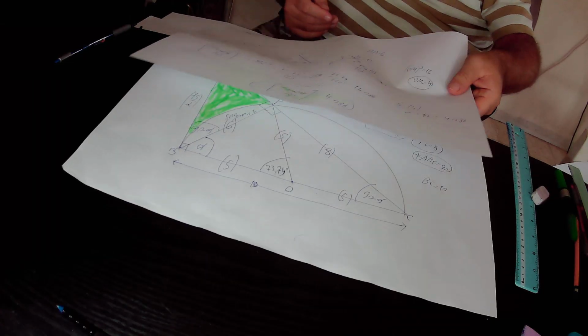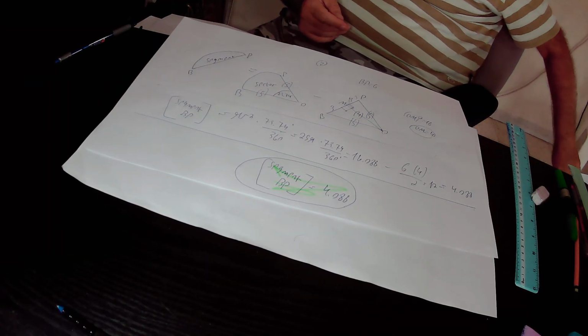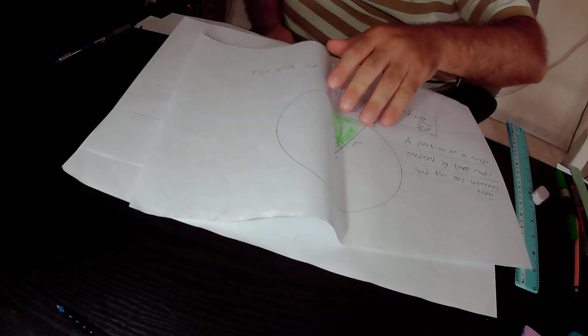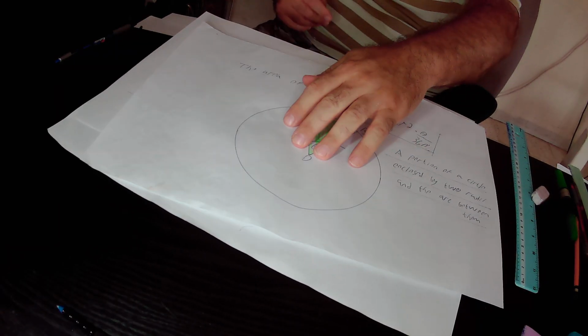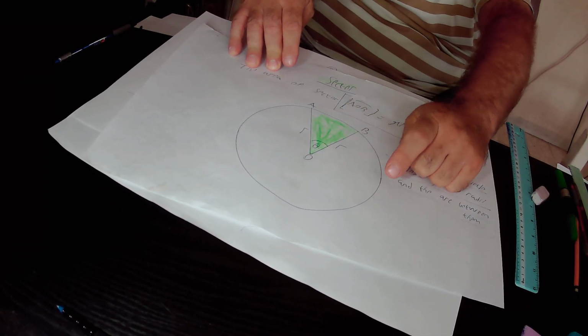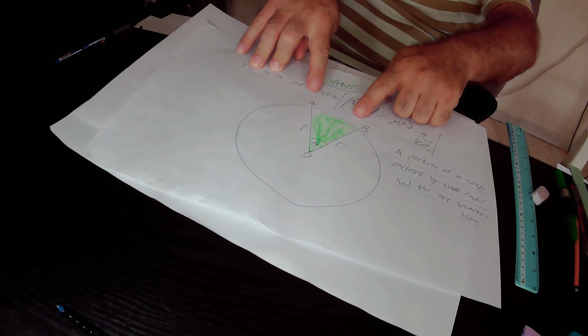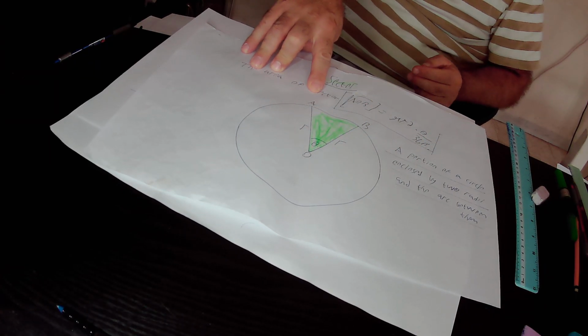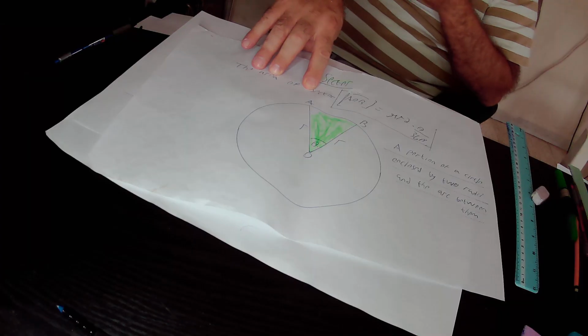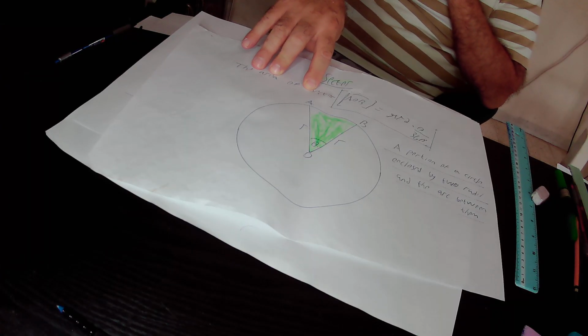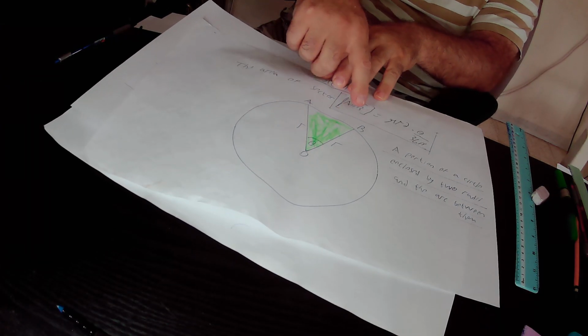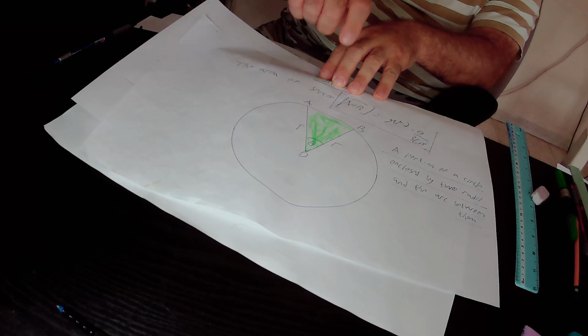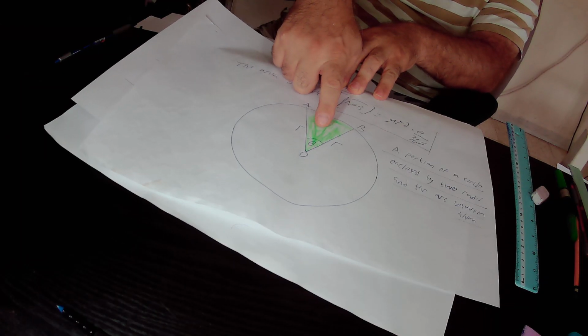Again, a sector is a portion of a circle. You can see here, AOB is a portion of this circle, and this sector AOB consists of two radii and the arc between the two radii. This is the angle between the two radii, that is the angle of this sector.